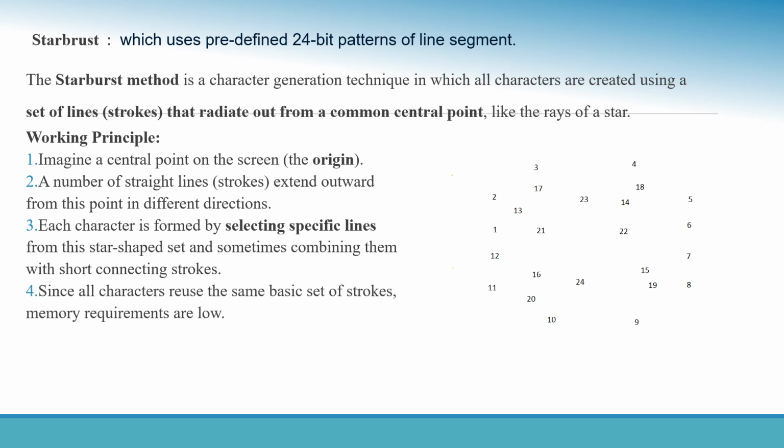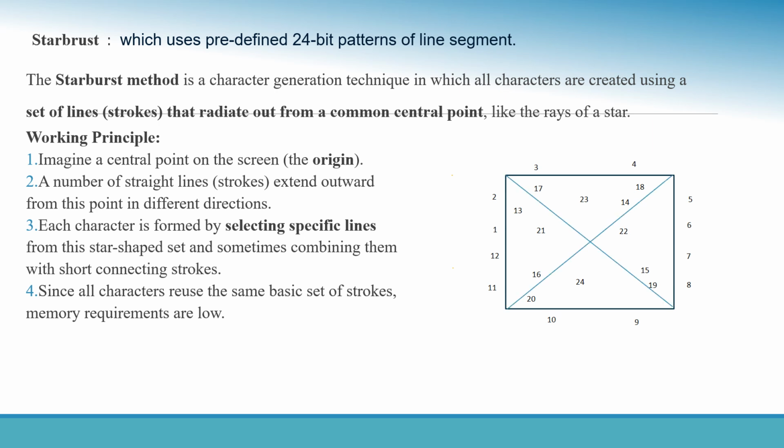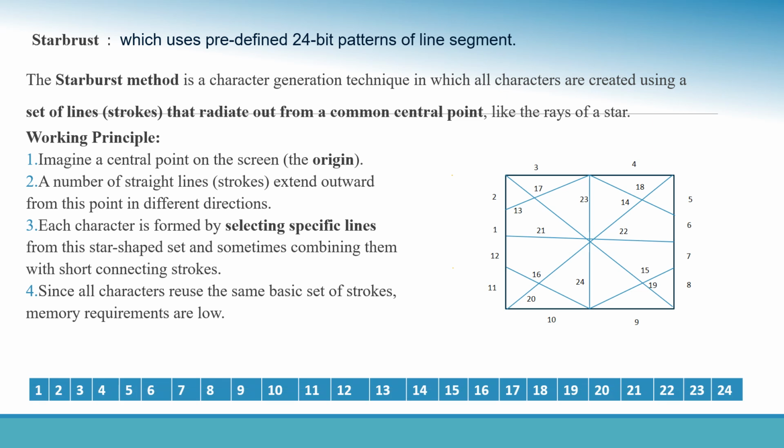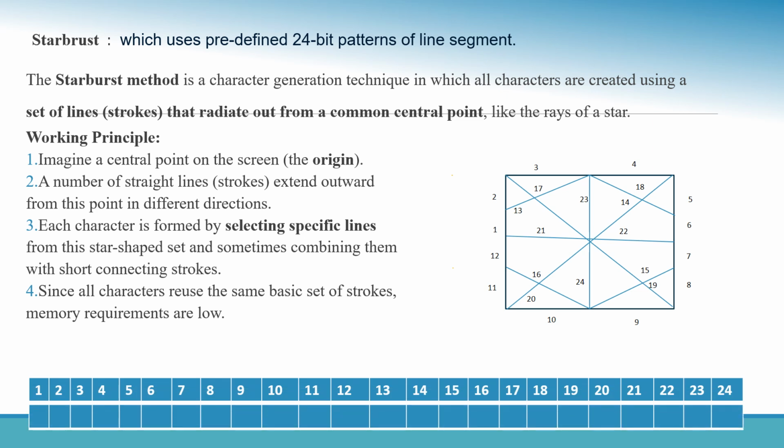Since all characters reuse the same basic set of strokes, memory requirements are low, because it is a set of 24 lines. Using these 24 lines we create and display a character. So we have a 24-bit pattern of lines in an array, and now we want to display a character A. How will it display on the screen? In this 24-line array, these lines are active, meaning they are highlighted.